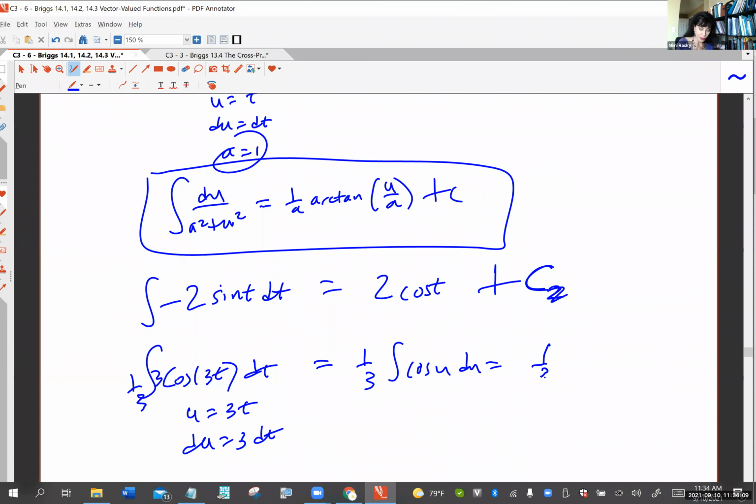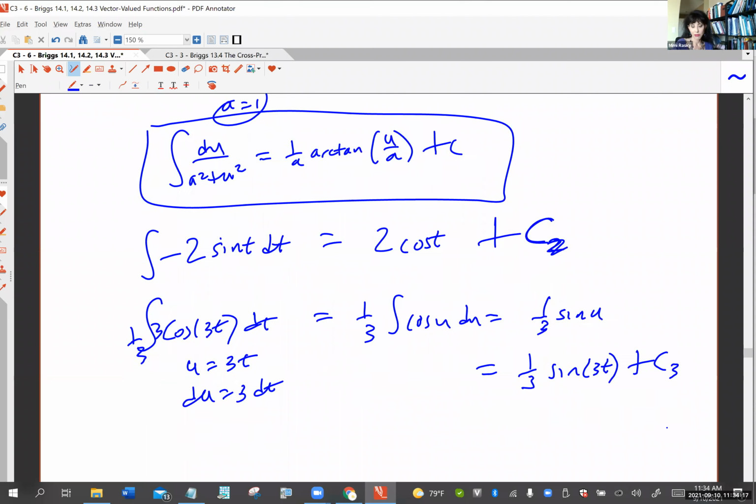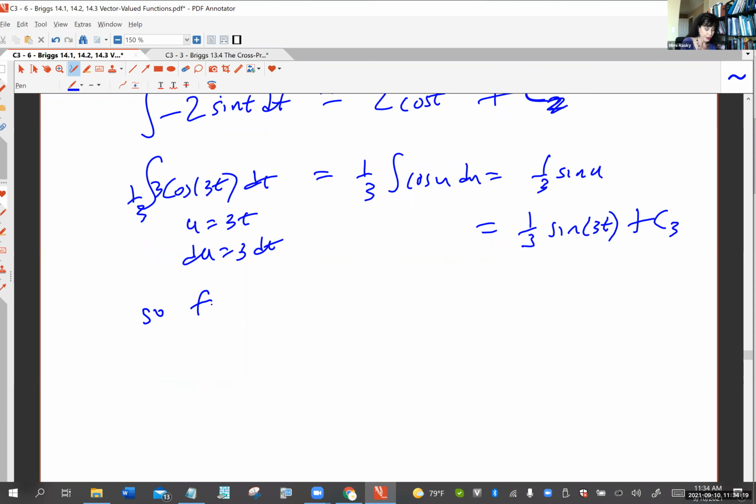So I claim this is going to be 1/3 sine of u, but for us, that's 1/3 sine of 3t plus some other constant. So what do we have so far? Let's do the intermediate step. And I do like to see intermediate steps on your work. Don't skip and then go, bye-bye, ta-da, I got the answer. Oh, I did it all in my head. I'm good. And then I'm just going to not give you maximum points.